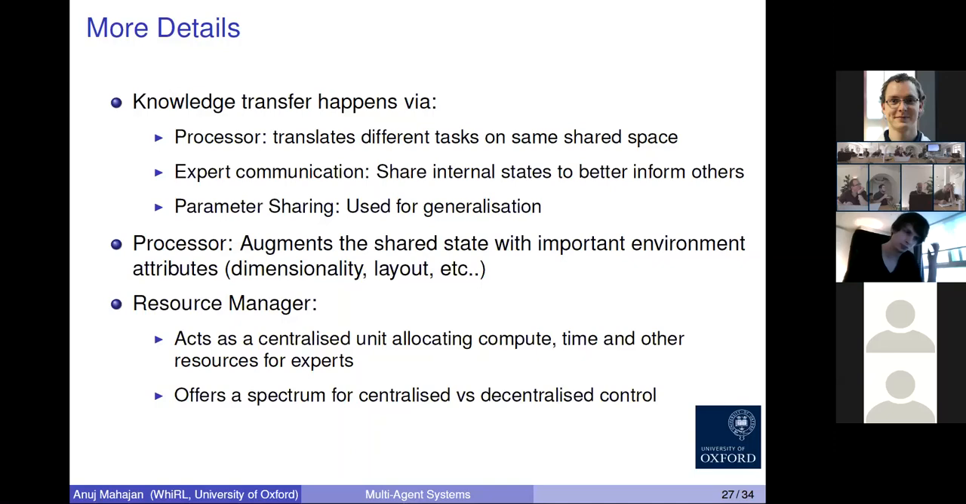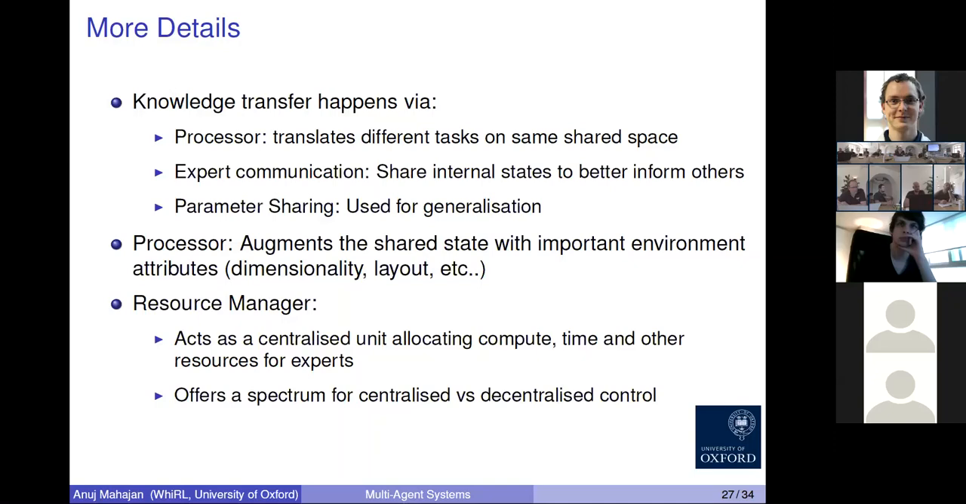The second thing is the role of the processor, because it has a lot of jobs in this design. It's augmenting the shared space with important environmental attributes, like the dimensionality of the environment or the layout of the environment if it's a physical world. And we hope that this can be learned in an unsupervised manner, because that's essentially what humans also do. They can have very different tasks on which they operate, and they somehow use a shared space in their minds to come up with the solutions.